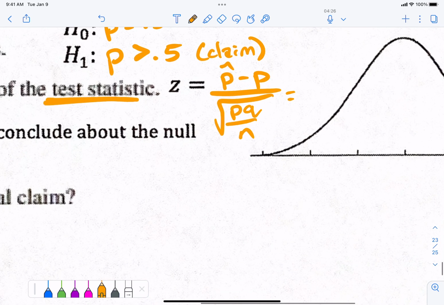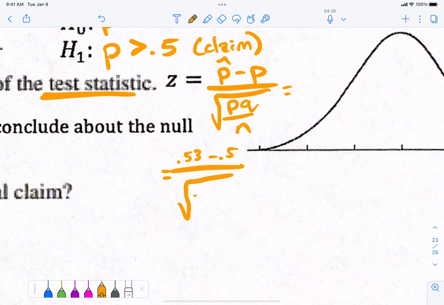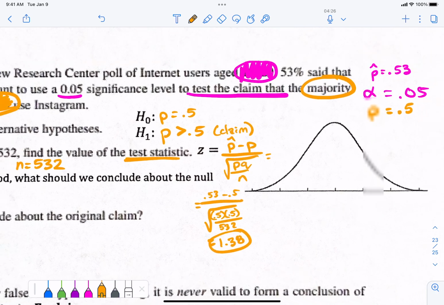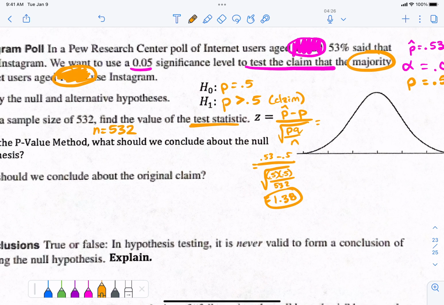I'm going to run out of room here, so I'm going to go down here. p hat was 0.53 minus 0.5. But are we going to end up with a positive Z or a negative Z? Positive, because we're above average. 53 is more than half, or more than what the normal p is. Over the square root of 0.5 times 0.5 over 532. Find what that number is. I got 1.38. That sounds like it could possibly be right. Okay, cool. Z is 1.38.